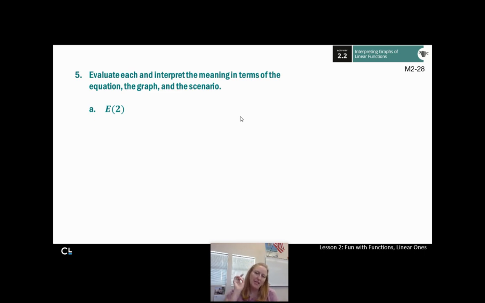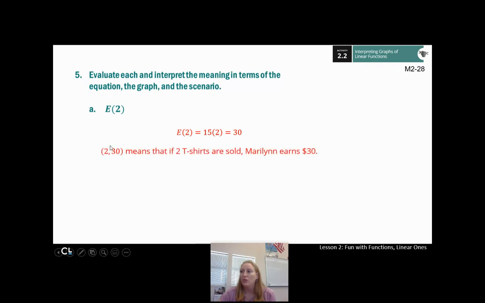Okay, so we said that E of t equals 15t. So everywhere I see a t, I'm going to plug in a 2. So E of 2 is actually 15 times 2, which is $30. So this means that it would give me a point of (2, 30) on my graph, and it means that if 2 t-shirts are sold, Marilyn earns $30. Yay! So this is where the point would be on the graph, and of course, if you sell 2 t-shirts, you earn 30 bucks. All right then.